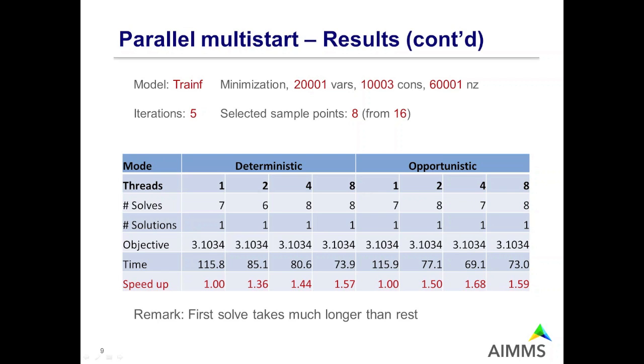So this is one example. This is another example, train-F, which is a bigger model, about 60,000 non-zeros.